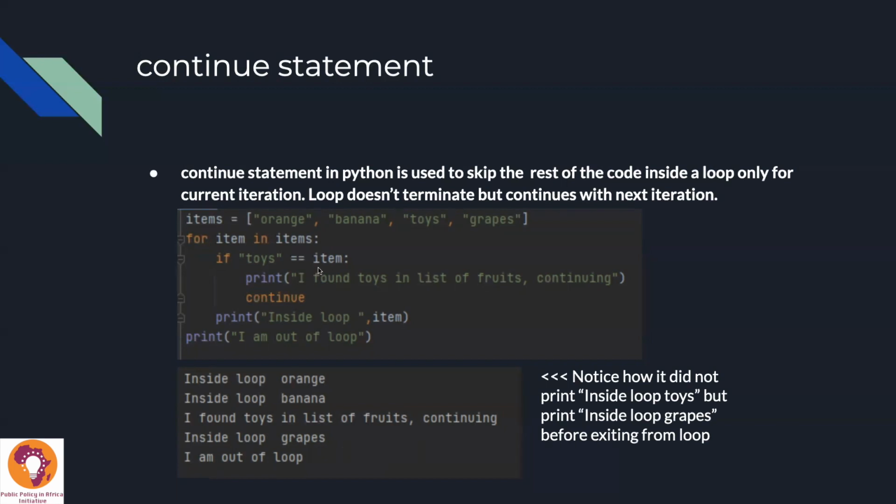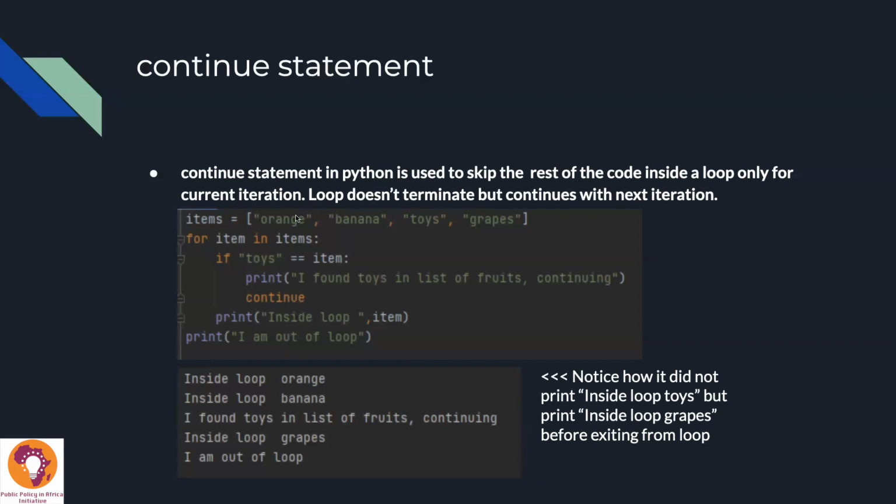So now in this case, what we've done is we're taking this code and we have the same logic here. The only difference is we've replaced break with continue. So now what you'll notice is that we didn't print inside loop toys because we didn't get to this line of code for the toys iteration because we continued here to the next iteration of the loop. But we do see inside loop grapes because we continued to the next iteration of the loop. We didn't break out of our loop early. We just basically didn't execute this line of code.